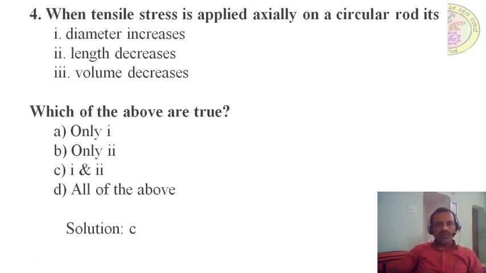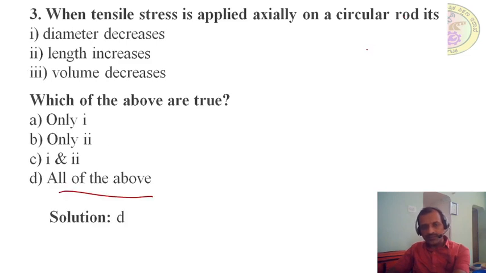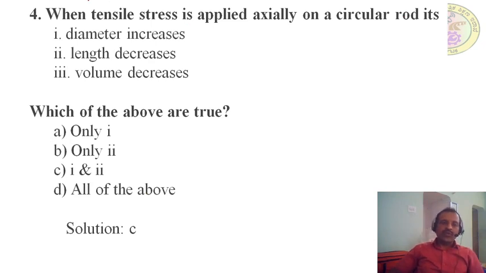Fourth one: when tensile stress is applied axially on a circular rod, its diameter increases, length decreases, volume decreases. Which of the above are true?